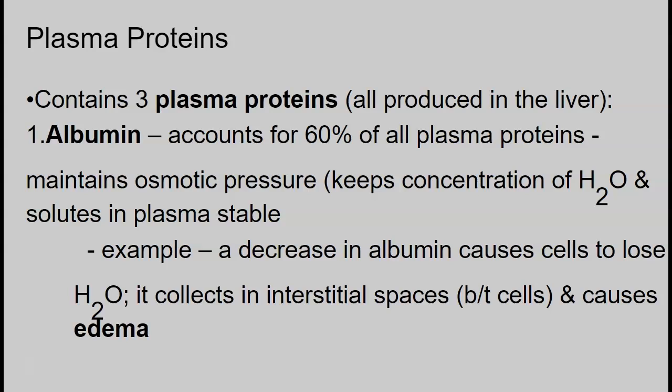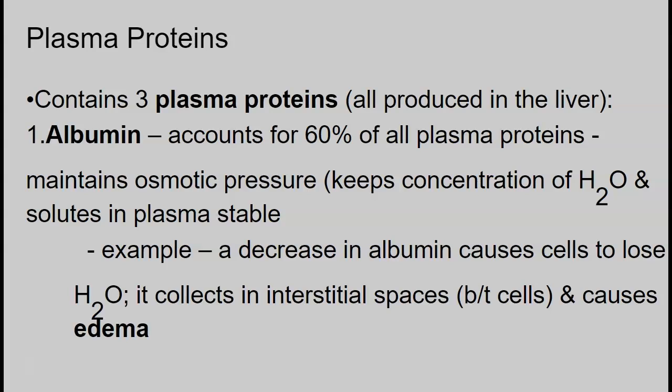The first one is called albumin. And albumin is something you're familiar with because that's what makes up the white of an egg. So if you've ever had egg whites before, that's straight albumin. Albumin makes up about 60% of the plasma proteins, so they're mostly albumin. And what albumin's important for is it keeps the osmotic pressure in your blood vessels.